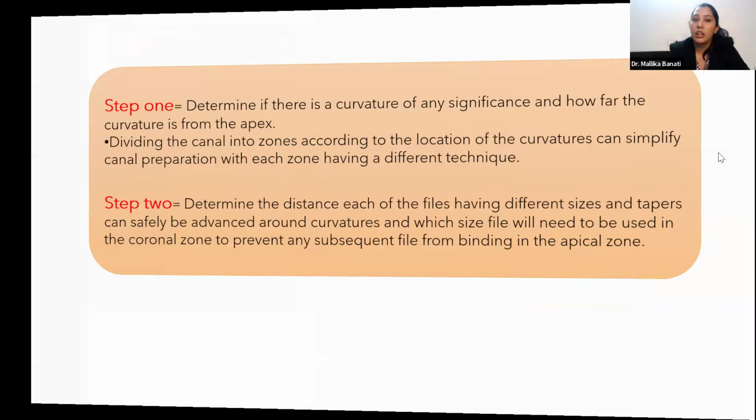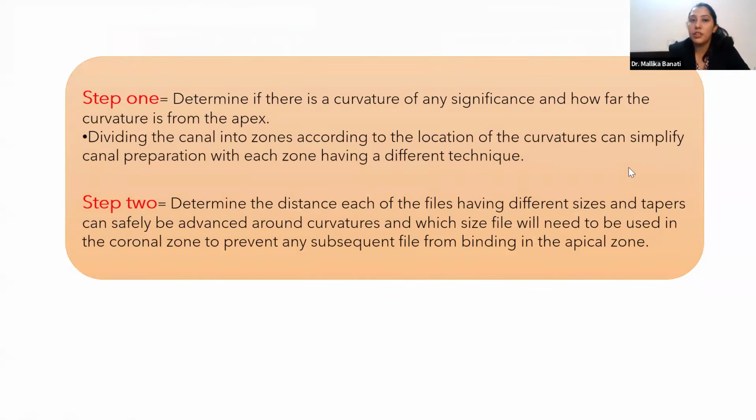So now step one, what do you do if you're using an engine-driven system? Determine if there is a curvature and how much the curvature is from the apex and from the orifice. Now divide the canal into zones. This is the zone technique. Dividing the canal into zones according to the location of curvature can simplify your preparation, with each zone having a different technique. Your curvature on the upper edge may be about 5 to 20%, and the second curve is more than 20, which is a severe curvature. So you can have a two-phased preparation for such cases.